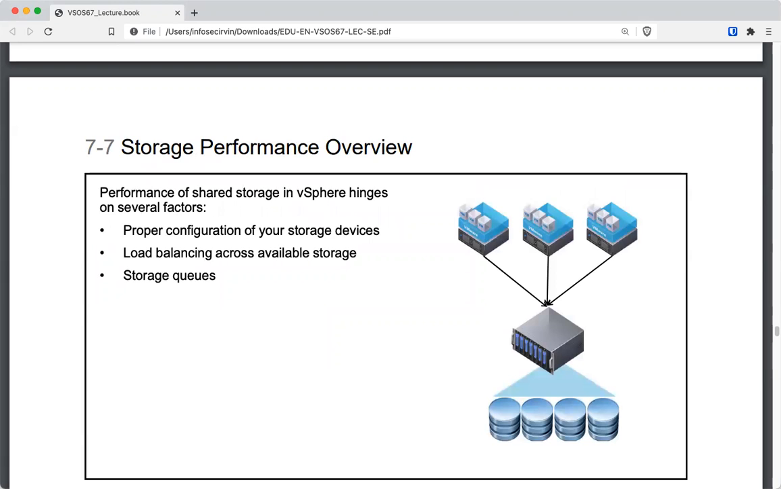As a reminder of storage, an essential portion of your data store, your data center, its performance hinges on the proper configuration of your storage devices, on the load balancing across your available storage, and the queue from your storage device.